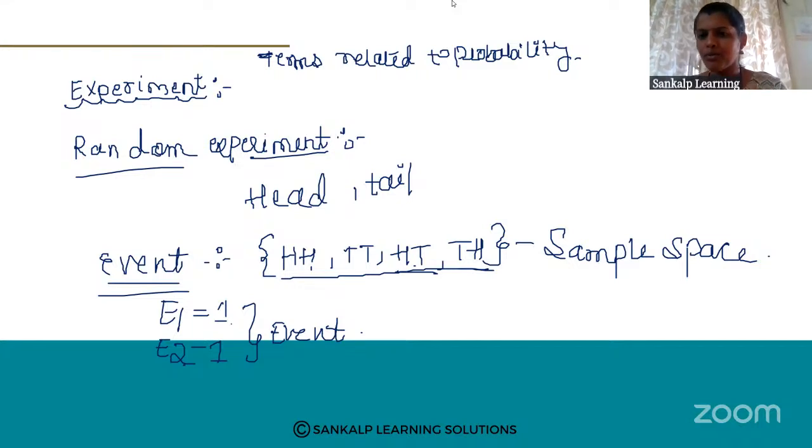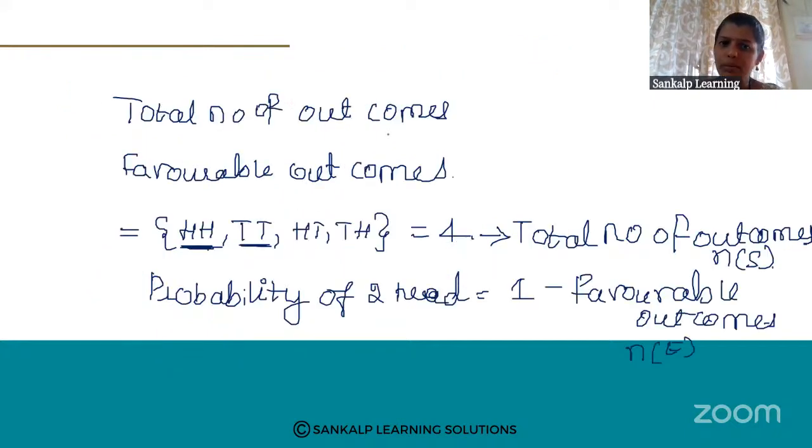Event means whatever outcomes you will get, that you will call an event. And the set of all outcomes is called the sample space, which we denote by the letter S. So remember, sample space is denoted by the letter S. Next, the total number of outcomes and the favorable outcomes.